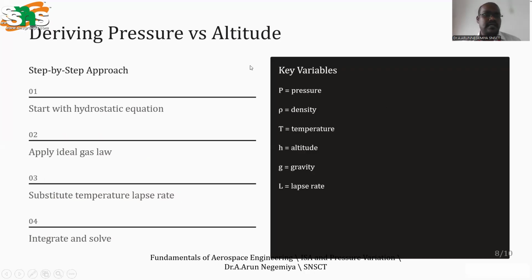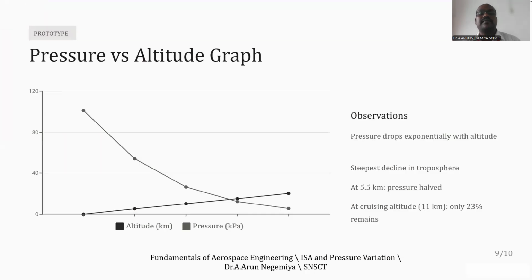And the next one is deriving the pressure versus altitude. In that, we use the following parameters and variables: pressure P, density rho, temperature T, altitude H, and gravity g. L means lapse rate. By using these, we get the observation with the help of the pressure versus altitude graph.